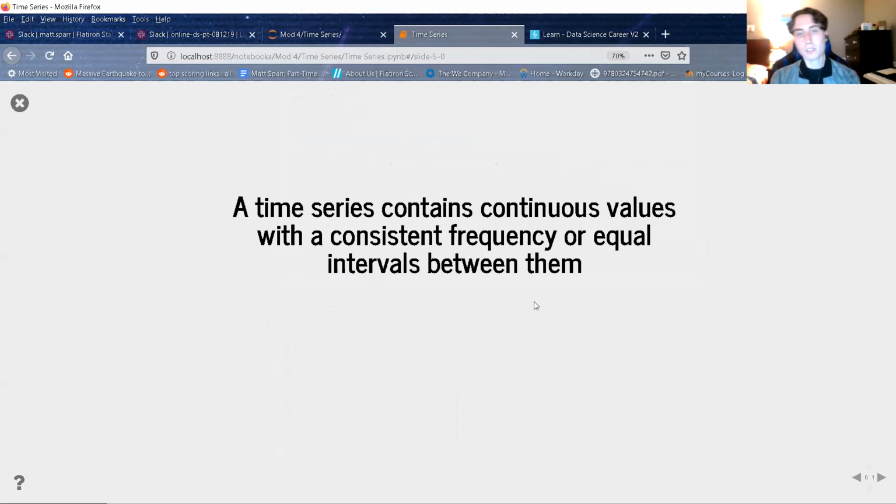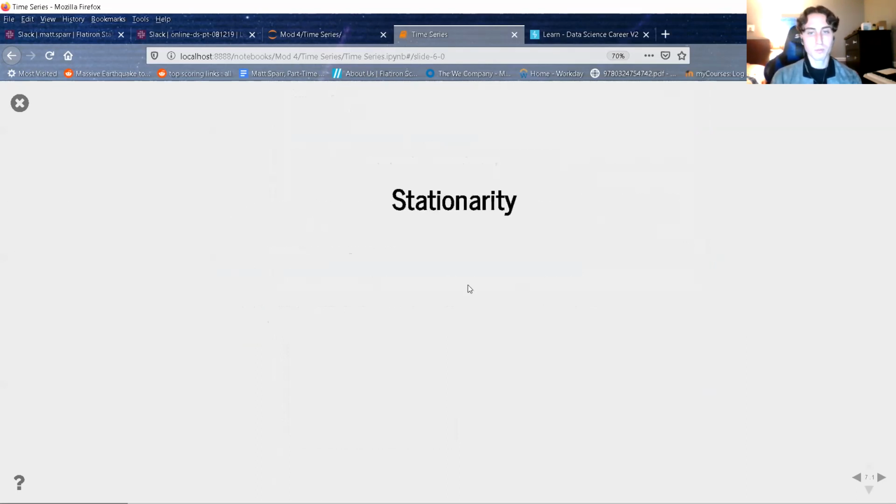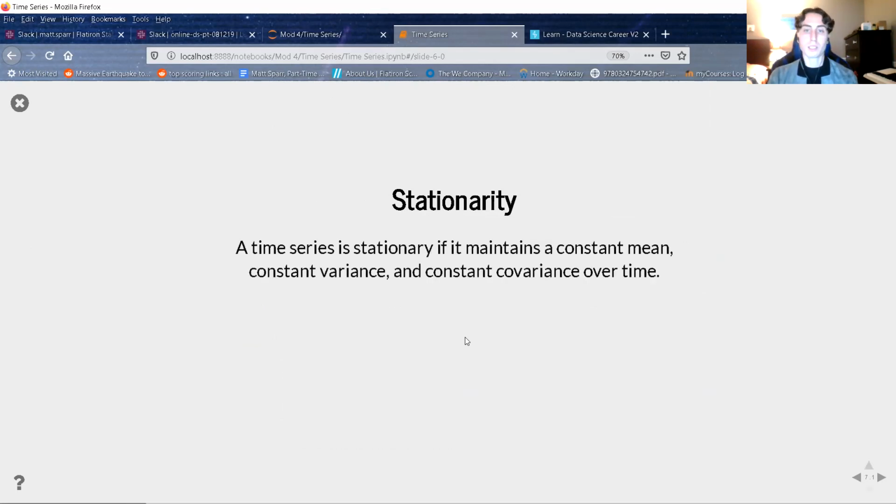So it contains continuous values with a consistent frequency or equal intervals between them. The concept of stationarity is really important when dealing with time series because it's something that's necessary to work with a lot of modeling techniques. We can say a time series is stationary if it meets 3 conditions. It needs to have a constant mean, a constant variance, and constant covariance over time.